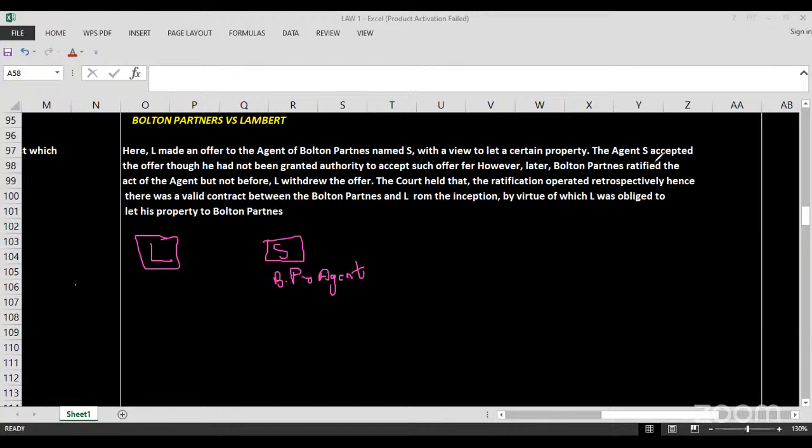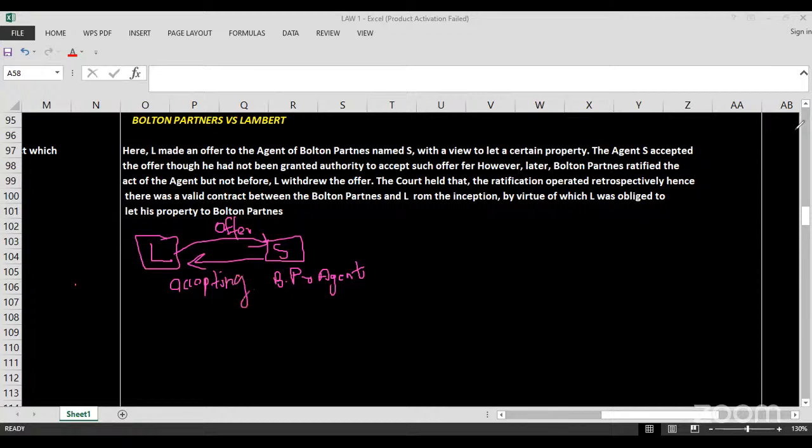The agent accepted the offer, though he had not been granted the authority to accept such an offer. L is offering to S. Then what S is doing is accepting it. Okay, I'll accept the offer. But actually, he can't do so. He is not having such a capacity, he's not given such authority to accept. L is offering, and this person is accepting.